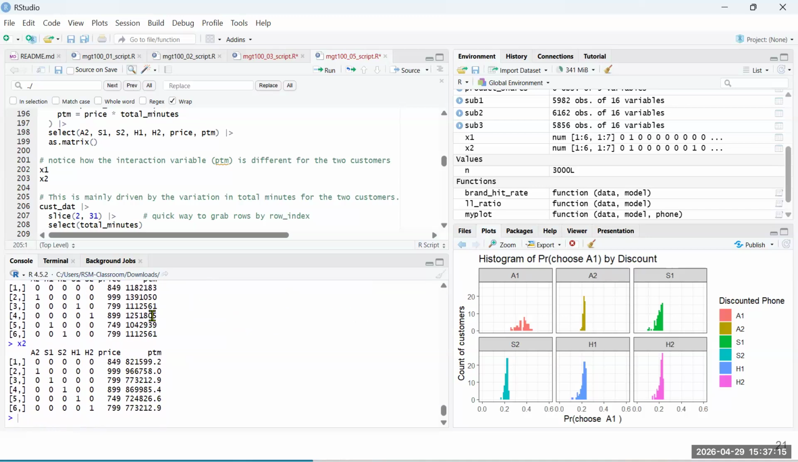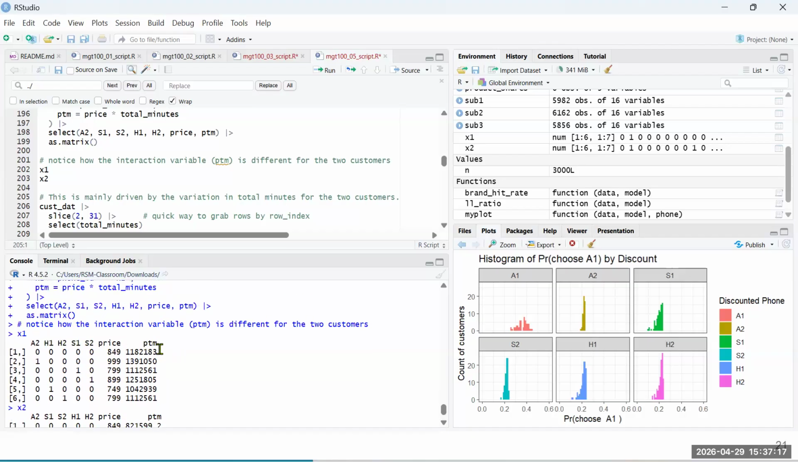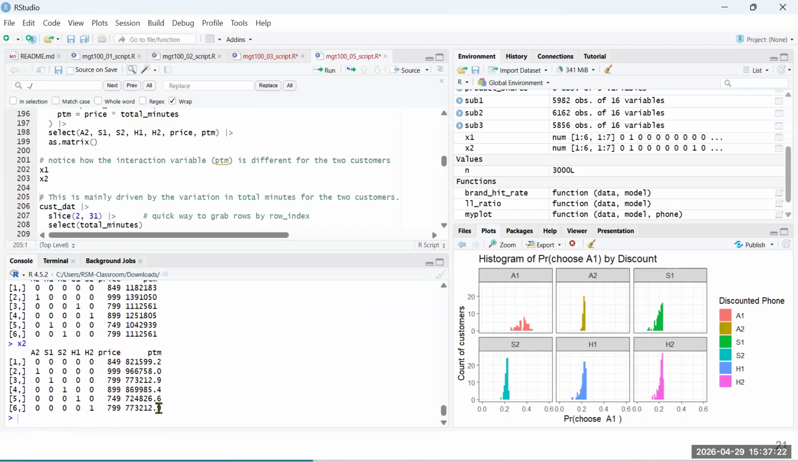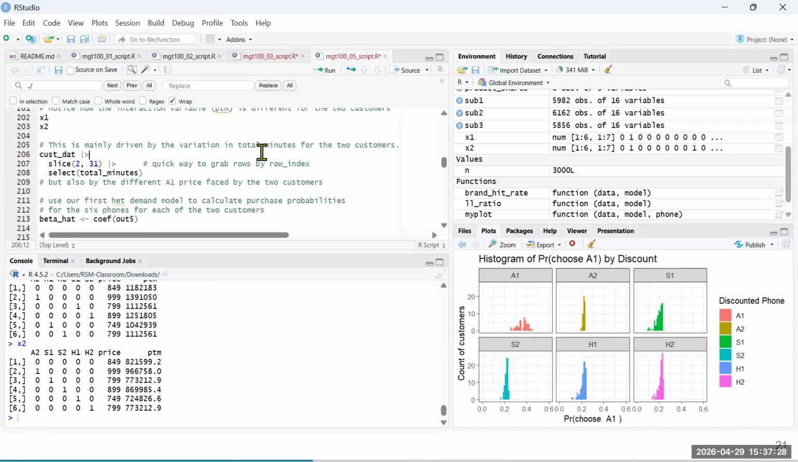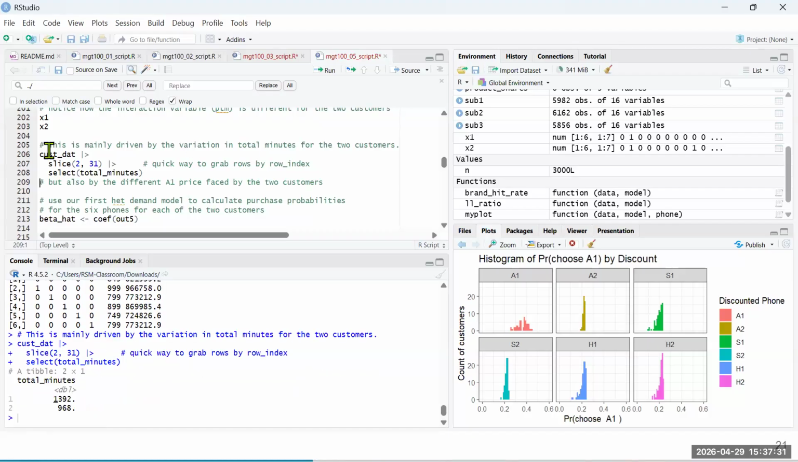And so you can see that in the estimation data by price times minutes being quite a bit larger for customer 2 than it is for customer 31. And you can also confirm that by going back to the original customer data and pulling out rows 2 and 31 and comparing the total minutes. And so customer 2 has about 35, 40% more total minutes per week than customer 31.